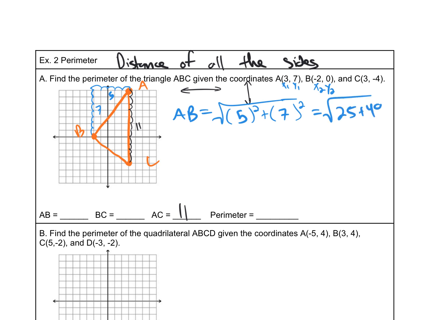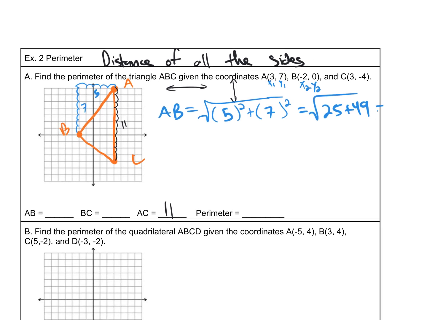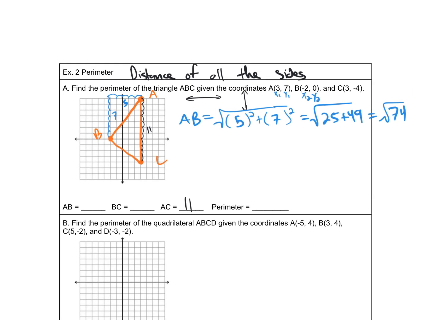So really we end up with, inside here, 25 plus 49. Now we can add those values together to get a square root of 74. And then now you just want to type that into the calculator and round it to the 10th place again. So that comes out to be a distance of 8.6. So here the difference there of that side, 8.6. So now we have one more to do.